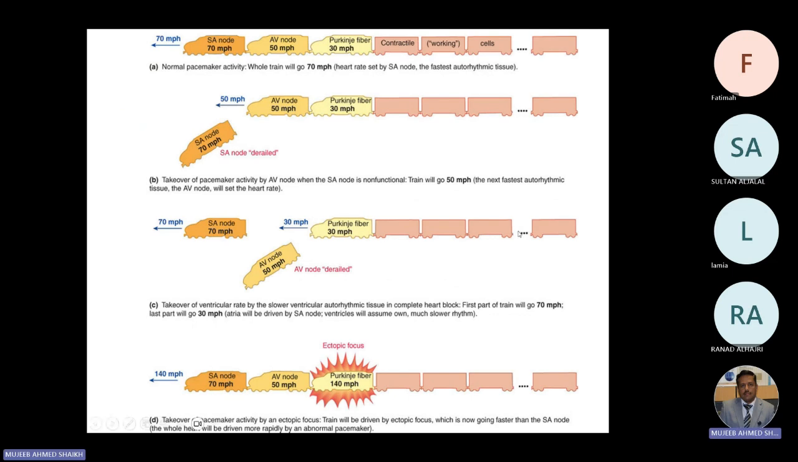So here is the analogy showing you the speed of conduction when the SA node is working: 70 beats per minute. If the AV node is working, it will be less, 50 beats per minute. If the Purkinje fiber is working, then 30 beats per minute. But at the same time, you will also find the atria beating at a different speed because it is having a normal SA node.